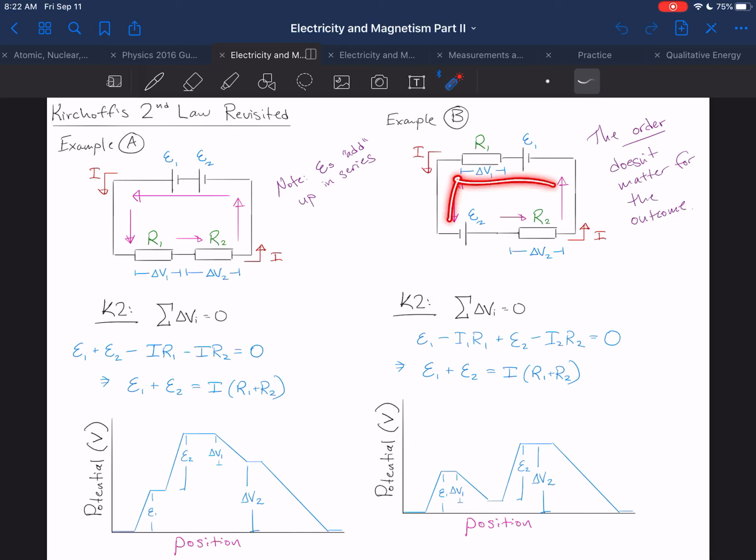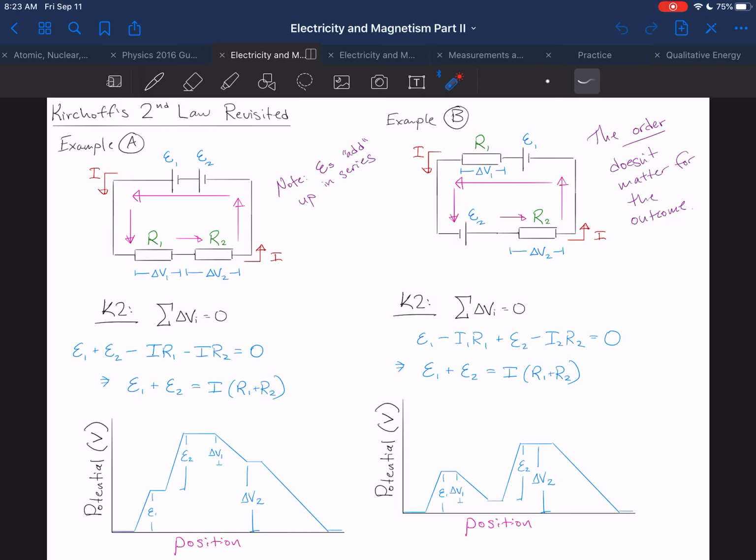Well, we apply Kirchhoff's second law, we draw our loop, and then we keep track of the different elements. Our first element is EMF1, okay? And then we are in the same direction as the current, so we are going down the potential for R1, so minus I1 R1, and then we go up the potential gain for EMF2, that's positive, then we go down the potential drop for R2, that's minus I2 R2, but of course I1 is equal to I2 because everything is in series, and so we solve it out and we get exactly the same equation that we had in the first case, okay? So in series, the order doesn't matter.